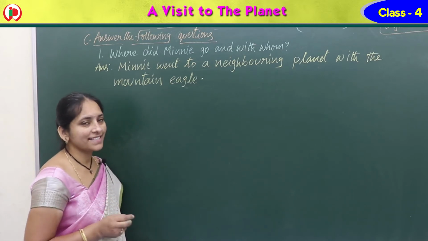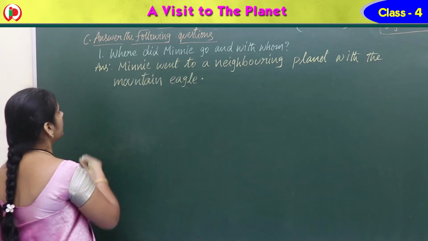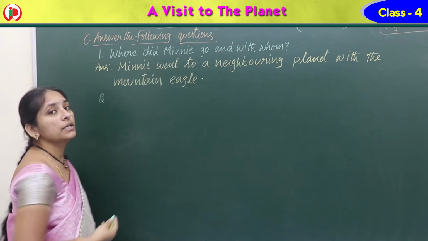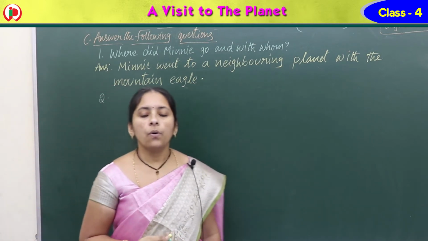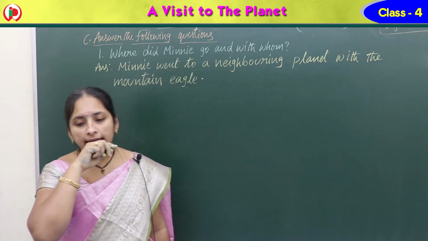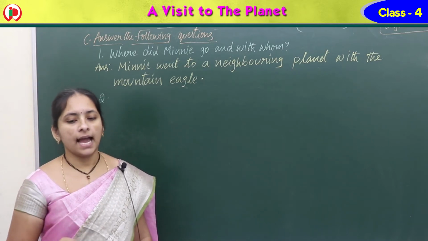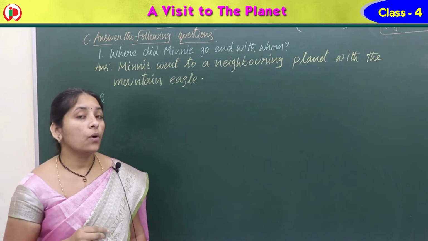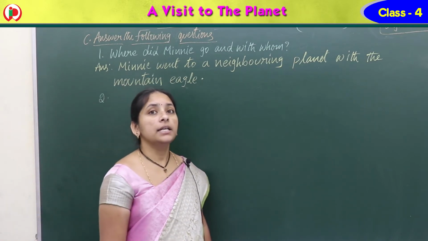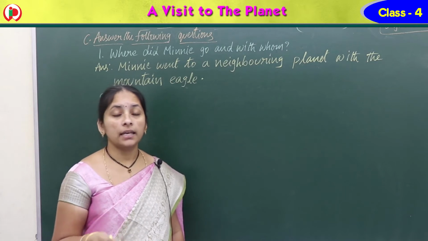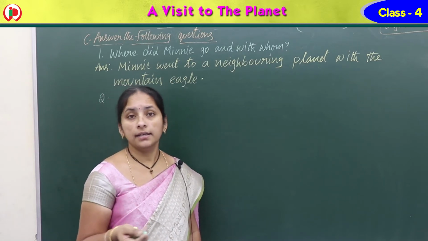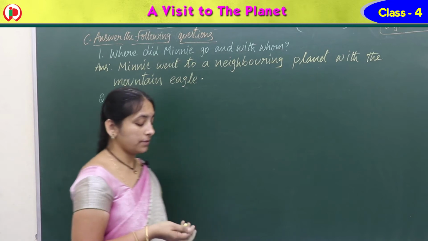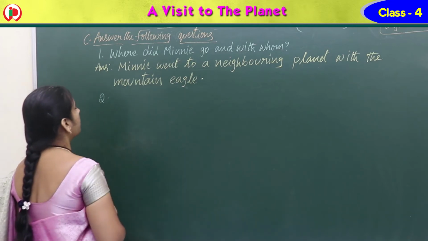Got the first answer also? Very good. So, see the second question. What do we have? Second question, read out. What things did the new planet have? Yes, rocks, valleys and hills, right? Some precious stones also, like diamonds. So write the question.